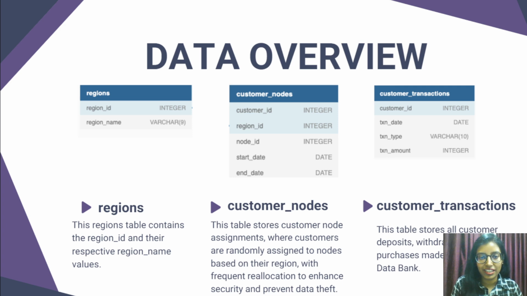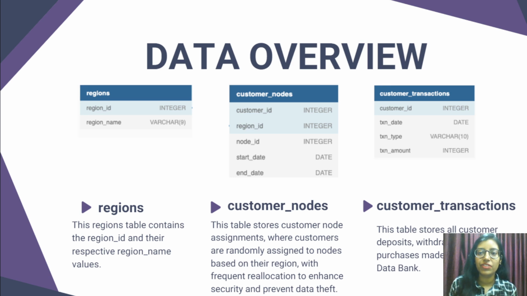Another table is the customer nodes, in which we have data of the customer node assignment, where customers are randomly assigned to regions. All of this is based on the customer ID, region ID, node ID, and their start date and end date, like from which period till which date they are assigned to that particular region. All of this information we have in customer nodes.